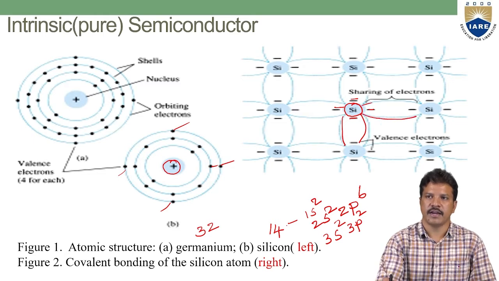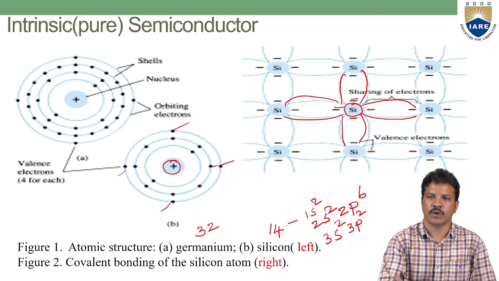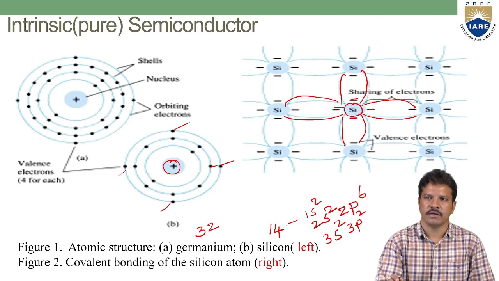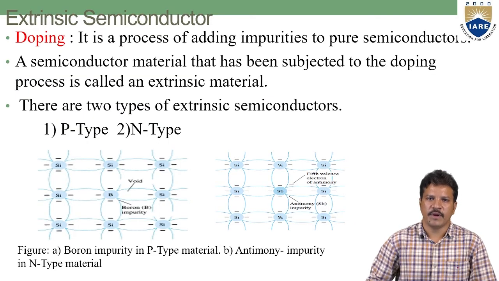On either side of this silicon atom, all 4 valence electrons are covalently bonded with the neighboring silicon atoms. This can be repeated for the entire two-dimensional atomic structure by using covalent bonds. Now, coming to the extrinsic semiconductors.